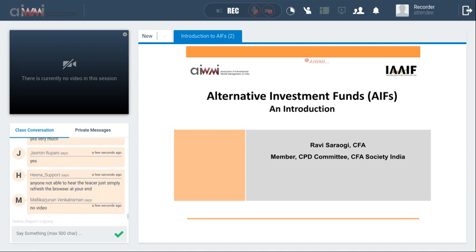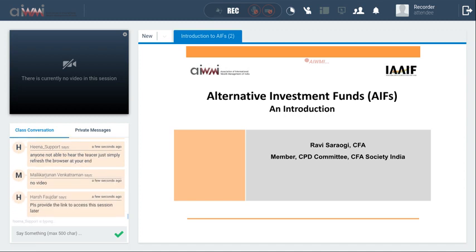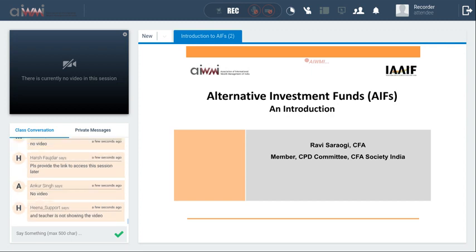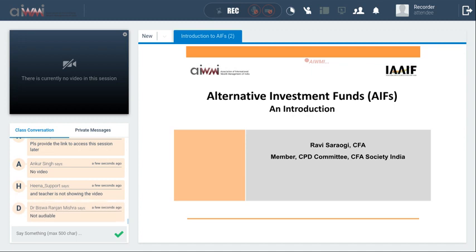Just as a brief background for myself, I'm currently a member in the CPD committee of the CFA Society India. Prior to this, I was working with Northern Arc Investments, which is a specialized alternative investment fund manager which invests into high yield debt instruments. And prior to Northern Arc, I was working in mainstream investment banks like HSBC, JP Morgan, IFL Capital in various capacities relating to debt and the equity market.